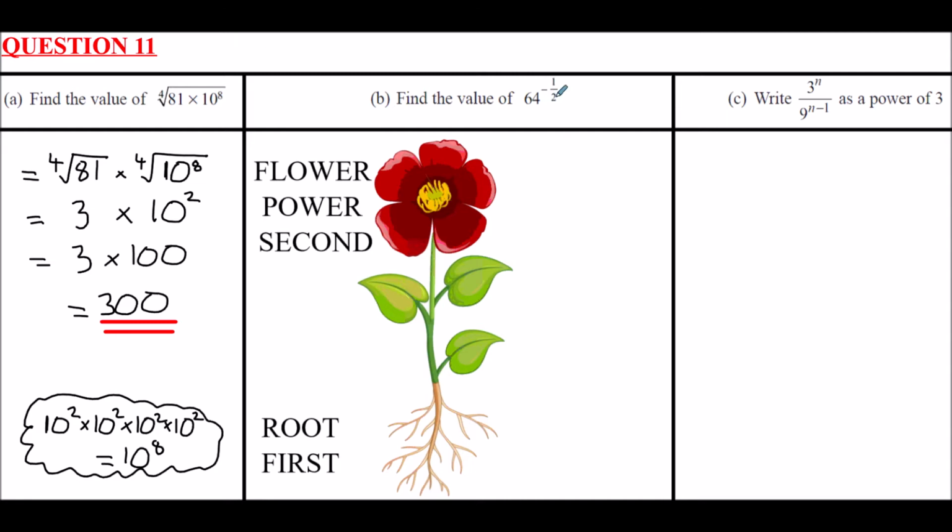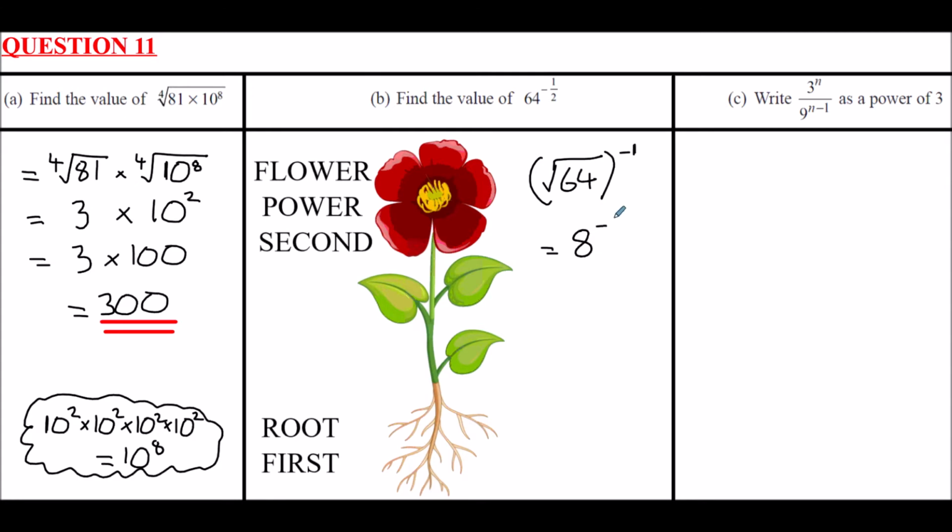So first of all, we do the bottom number first. The bottom number is 2, that's the root, so what number times itself twice gives us 64? Essentially, we're trying to find the square root of 64. So we do that first, and then we deal with the top, minus 1, after. Well, the number which times by itself to give 64 is 8, so the square root of 64 is 8.